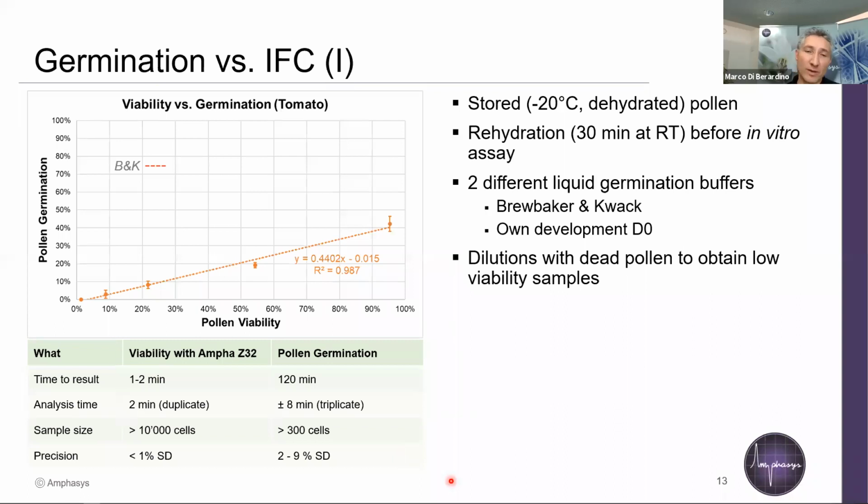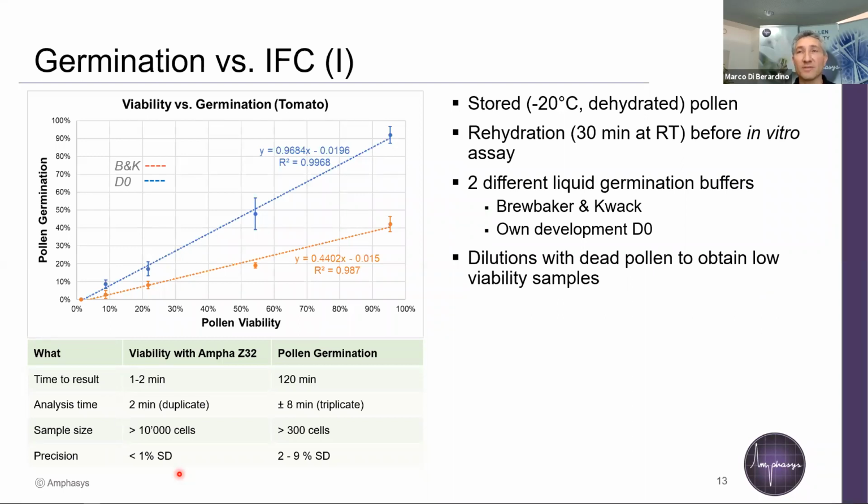And that's why we were doing some more research and developing new buffers, and ended up with a buffer that we call D0 that showed a pretty nice correlation as well. But this time you got for 80% of viable pollen by IFC, almost, or let's say 75% viability or germination using this buffer. And this was a clear indication that the germination media can affect your result dramatically. By the way, if you have a look at the data displayed here, you also see that the time it takes for doing an impedance analysis or a germination analysis is quite different.